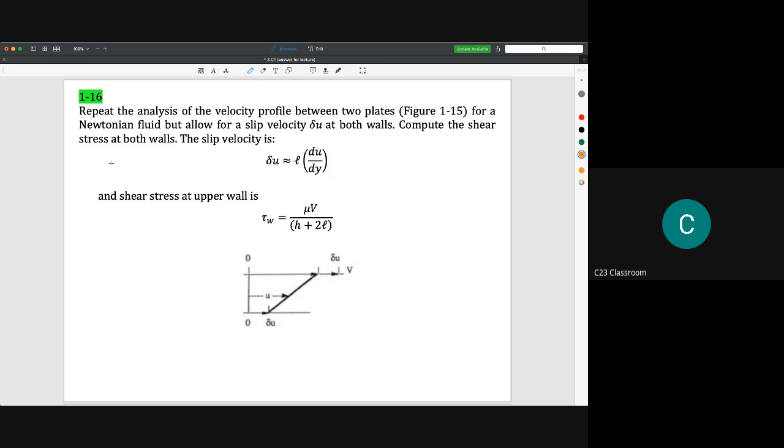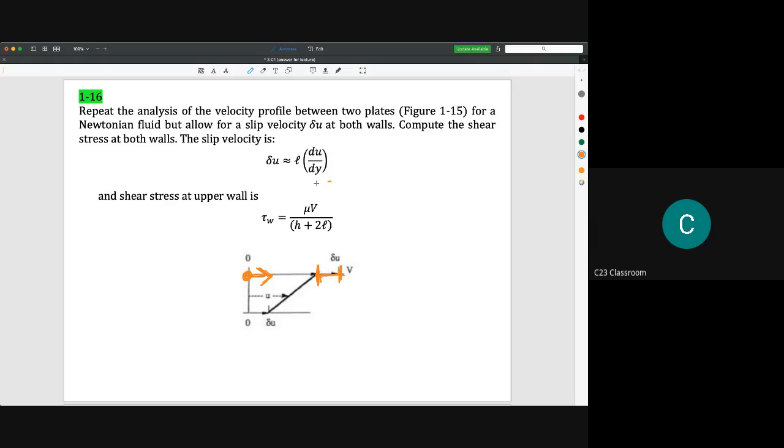This molecule has a tendency to move at a certain velocity, and at the same time the plate is also moving at a certain velocity in the same direction, so it will reduce at this level, by this amount of delta U.